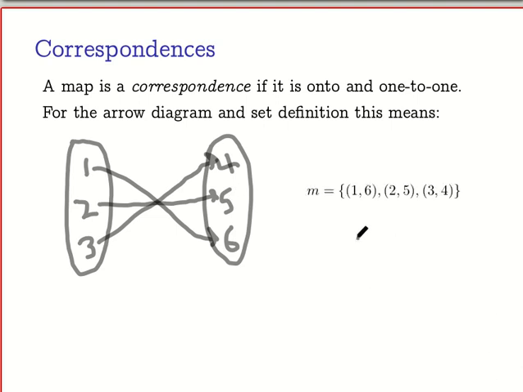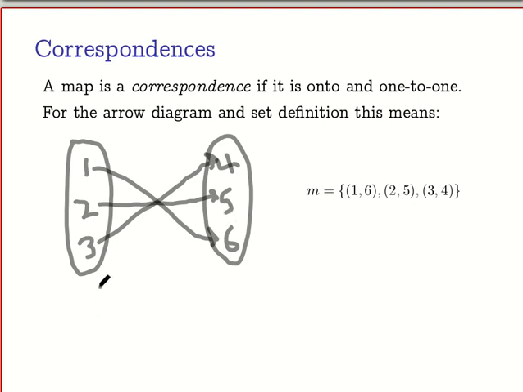Okay, so here's the set definition, and you can see that each of the codomain elements, 4, 5, and 6, both appears and appears only once, because the number of ordered pairs is the same as the number of domain elements, at least for finite sets. When there's a one-to-one correspondence between two sets, they both have the same number of elements.